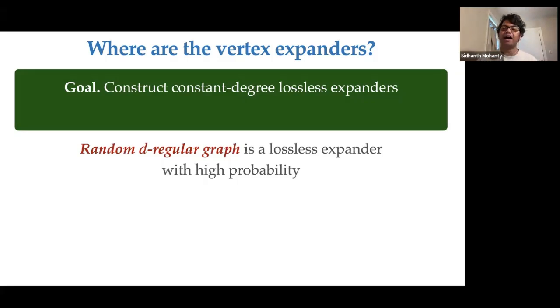Okay, so one fact which you can prove via a simple application of concentration as well as a union bound is that if you take a random regular graph, then it is going to be a lossless expander with high probability. Okay, so does this solve our problem? So yes, if our goal was just to show that lossless expanders exist and give some way to construct one with high probability, then yes. But today we will be after a more ambitious goal.